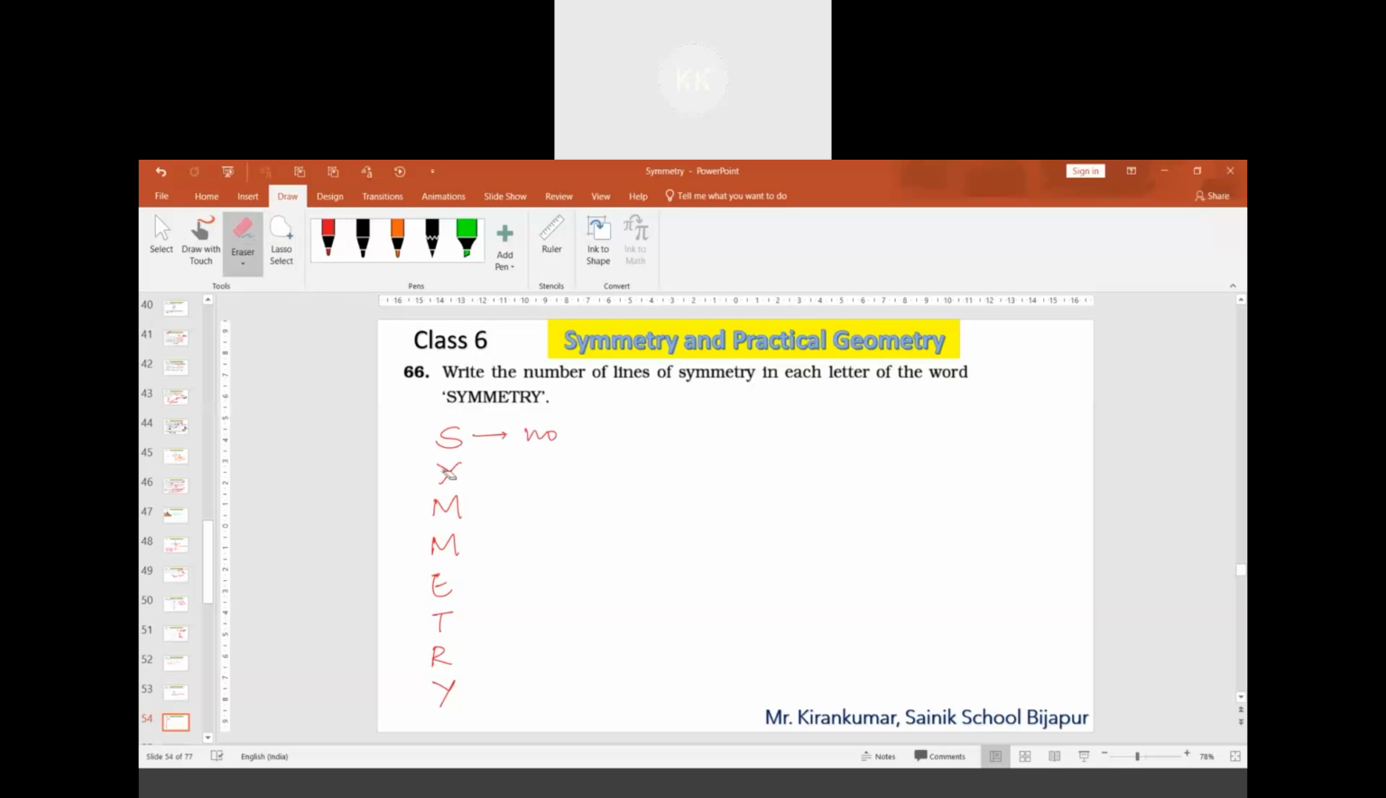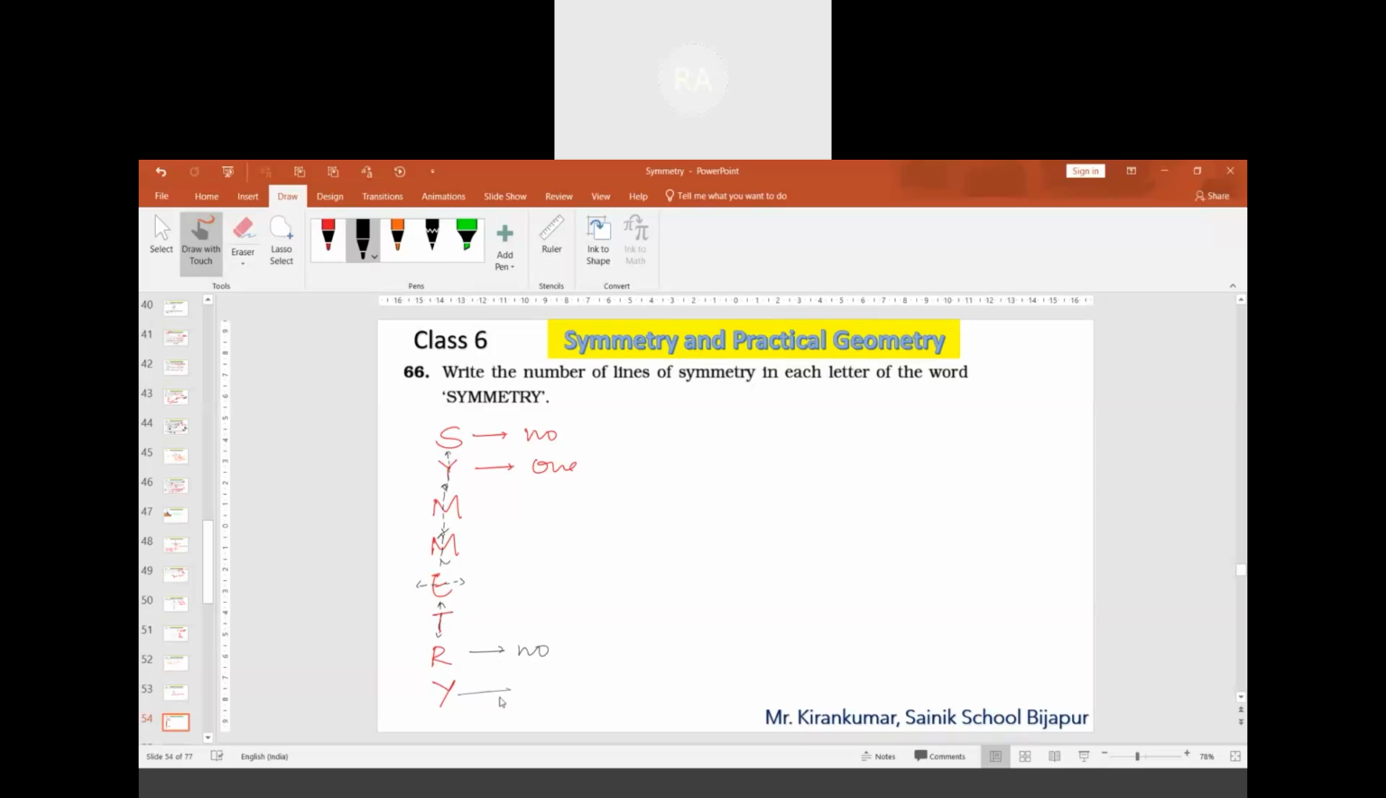Actually, they have not given Y like this. If you want me to draw, M has one line of symmetry. This also has one line of symmetry. M also one. In E, a horizontal line, one line of symmetry. In T, a vertical line, one. In R, there is no line of symmetry.